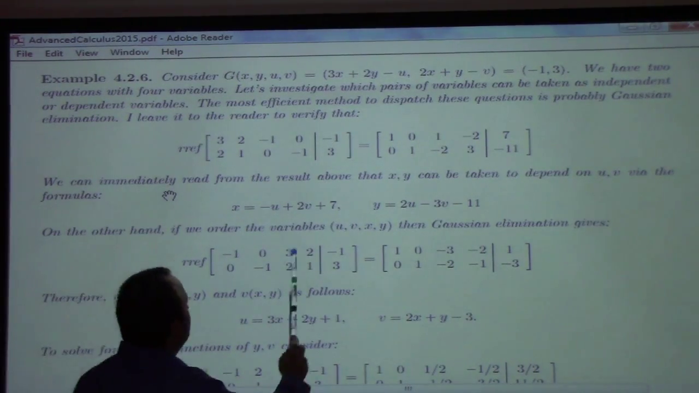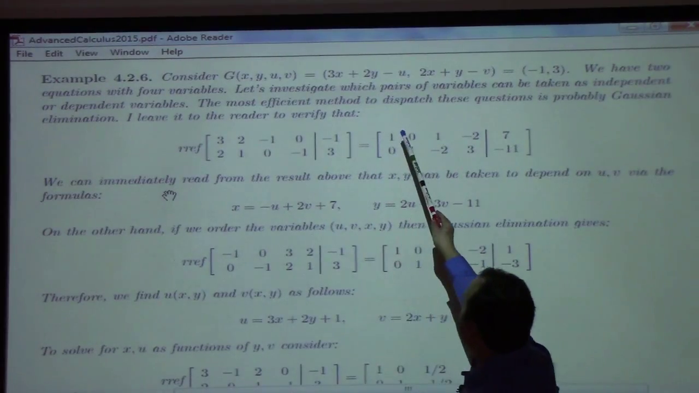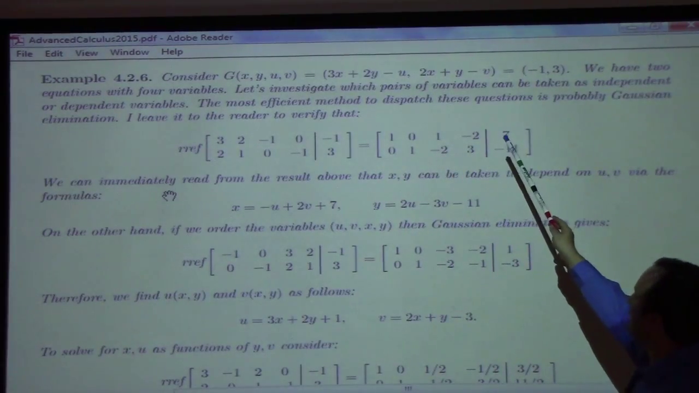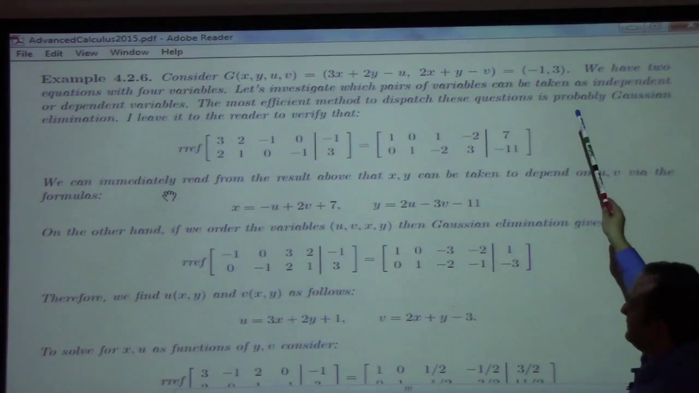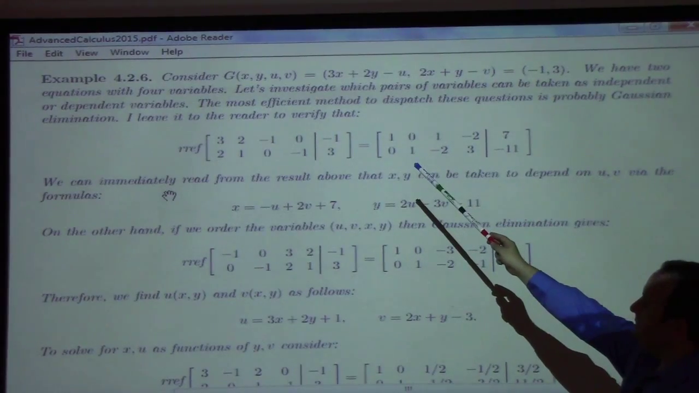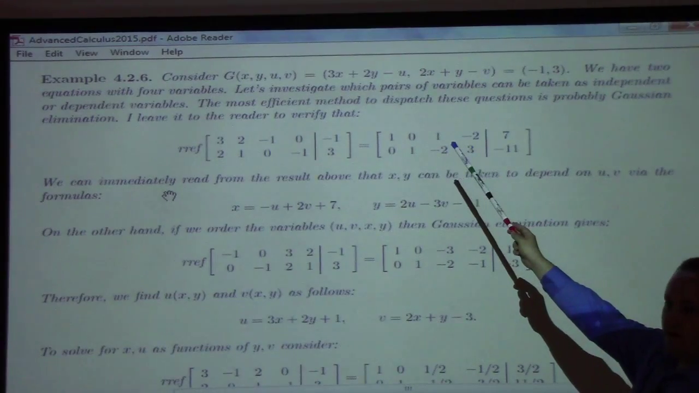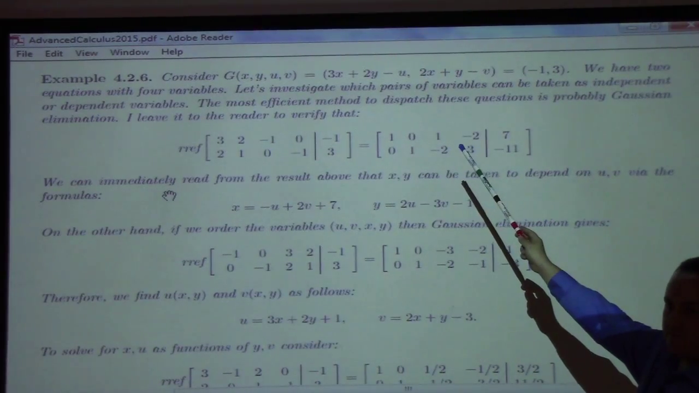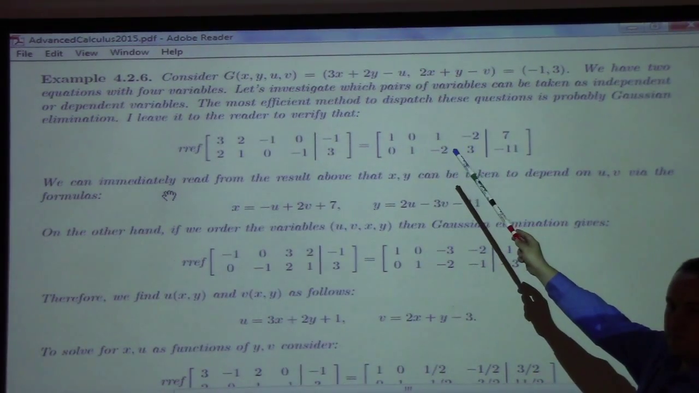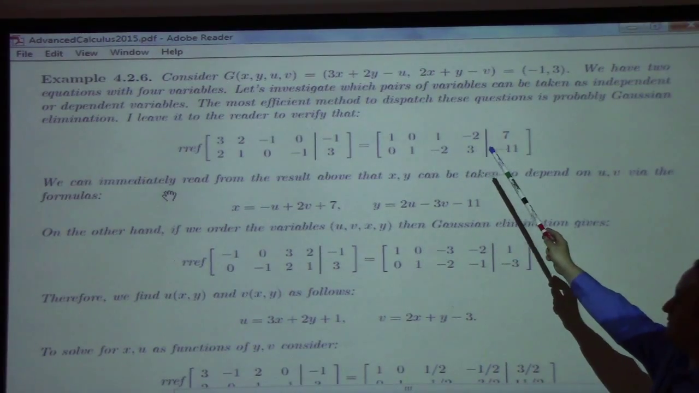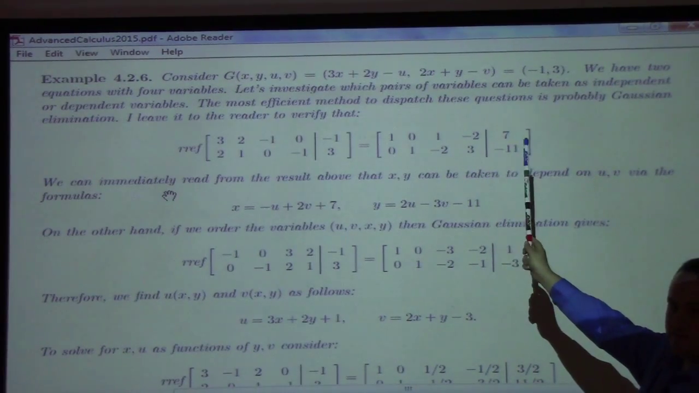Here's another one. I have 3x plus 2y minus u, 2x plus y minus v equals minus 1 comma 3. So here I'm looking at 4 variables pinned down by 2 equations. I expect that the solution is 2-dimensional. I expect to be able to solve for 2 of the variables in terms of the remaining 2 this time.